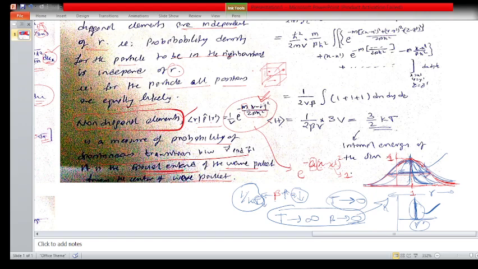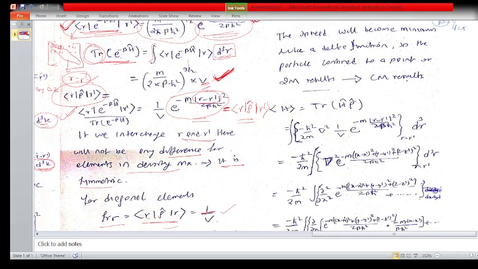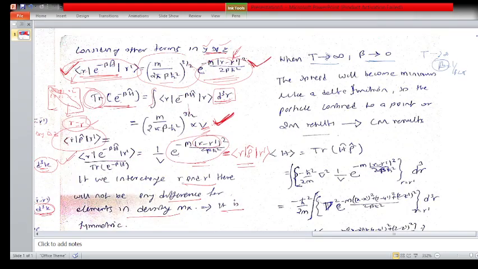Okay, when t tends to infinity. This is not correct. Here t tends to infinity, then we will get this delta function. So when t tends to infinity, that beta value is going to become 0, and the spread will be minimum, almost approaching 0, and then we will get that delta function, and the probability will be maximum and equal to 1 at that particular position.